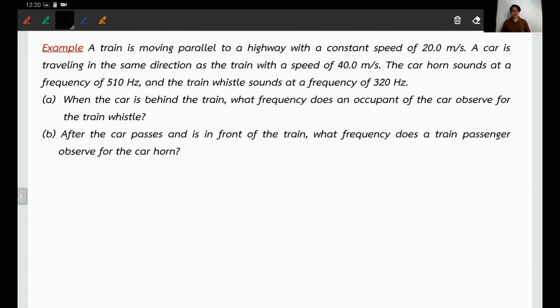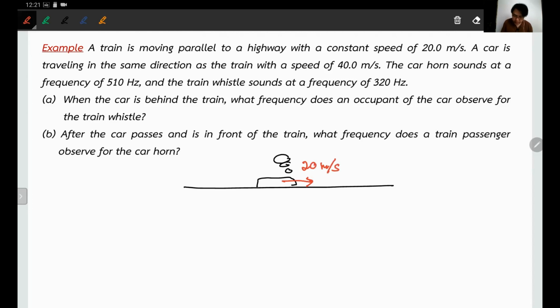Let's start using those sort of combinations for this problem here. A train is moving parallel to a highway with a constant speed of 20 meters per second. Okay, so let me draw a diagram of it. So you have a train running at 20 meters per second, that's fine. 20 meters per second, very good.